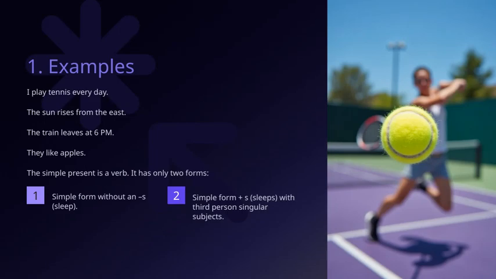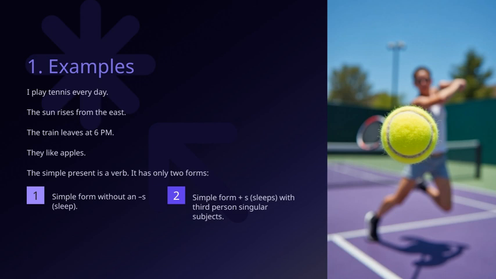Now let's look at the simple form of the verb in the present tense. When we talk about third-person singular subjects like he, she, or it, we add an s to the base form of the verb. For example, we say he sleeps or she likes apples. This s ending is a key feature of the simple present for these subjects.